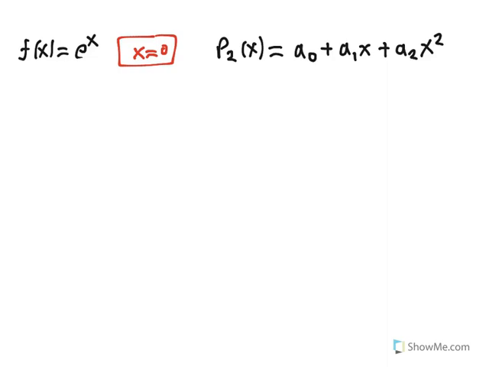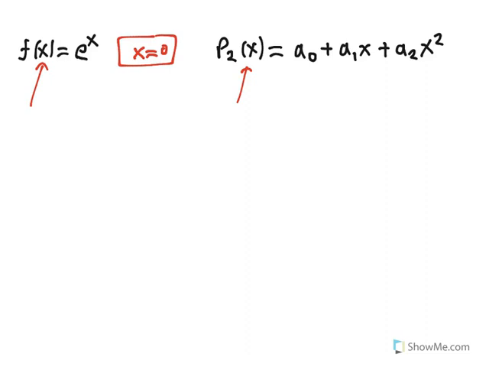And mathematically, what that came out to was just requiring that the function evaluated at 0 and the polynomial function evaluated at 0 would be equal to each other. And the first derivative of the function evaluated at 0 and the first derivative of the polynomial function evaluated at 0 would be equal to each other.